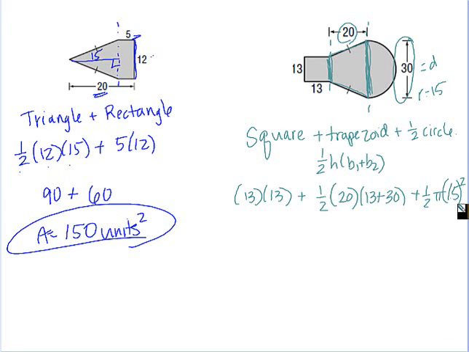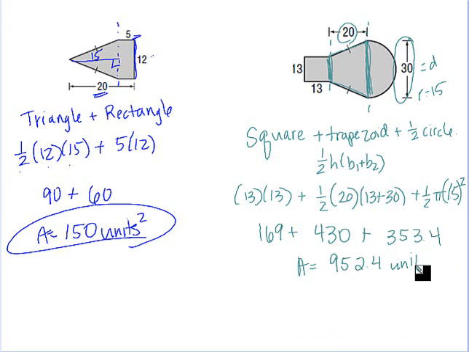Well, so 13 times 13 is 169 for our square, plus 1/2 times 20 times your 13 plus 30 is 430, plus 1/2 times pi times 15 squared ends up giving you 353.4 approximately. So when you add those three values together, the area of this irregular shape should be 952.4, and there's no label, so we'll say units squared. So that's how you find areas of irregular shapes. Essentially, you need to break it down into what components you actually know.